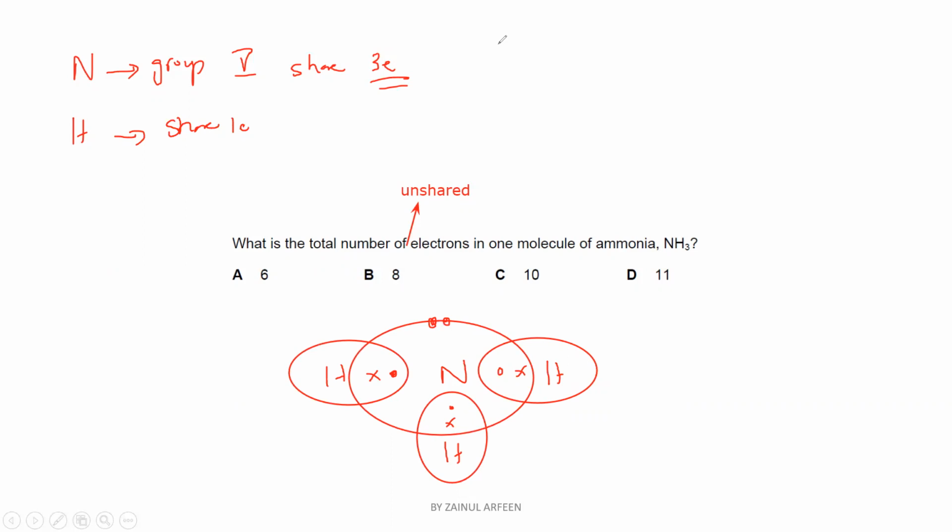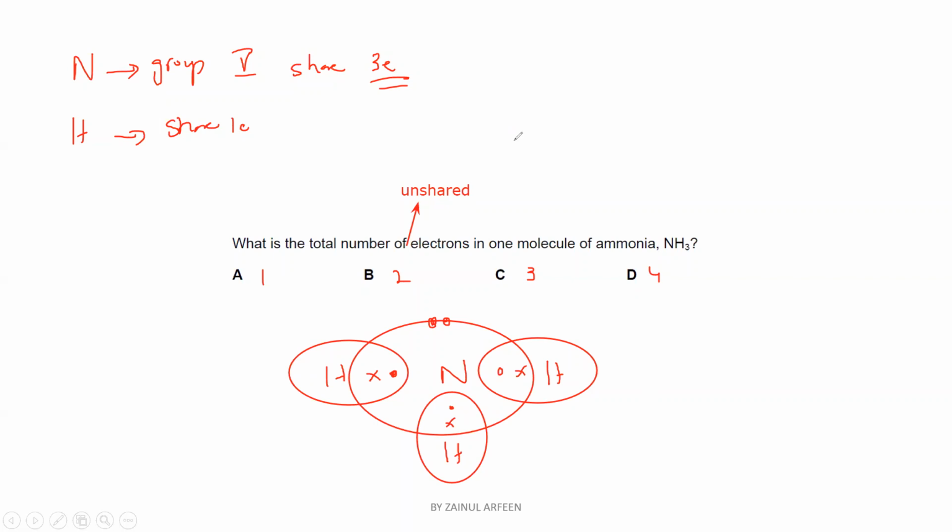So if the options were 1, 2, 3, 4, what could be the right answer? In that case, how many unshared electrons are there? Only unshared are present on the nitrogen. That is why it will be B. B will be the right answer.